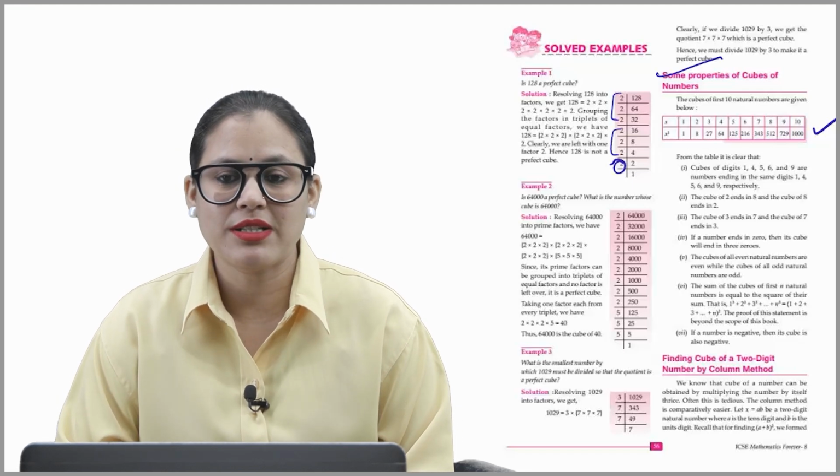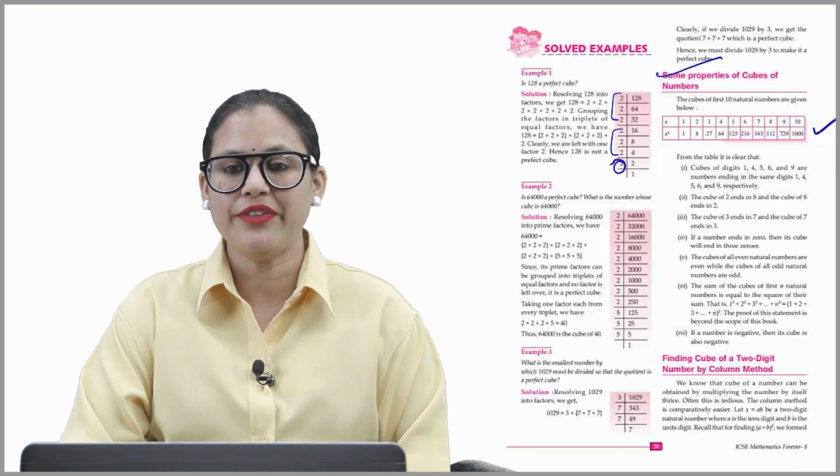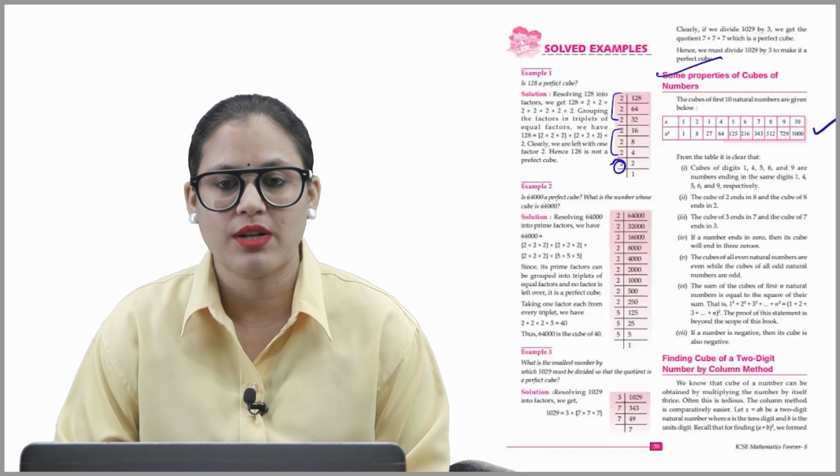4. If a number ends in 0, then its cube will end in 3 zeros. 5. The cubes of all even natural numbers are even, while the cubes of all odd natural numbers are odd. 6.